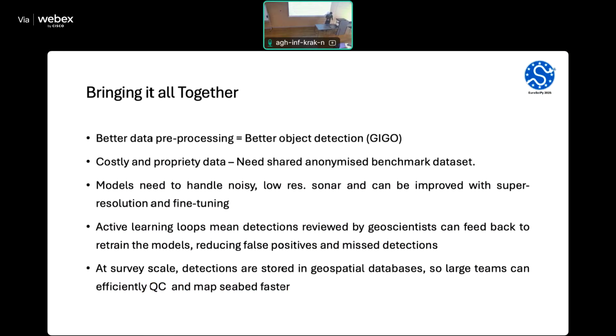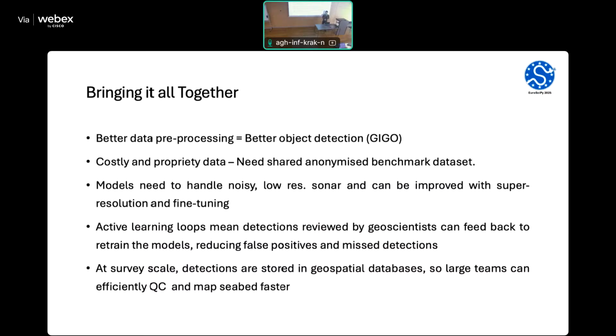Now, to bring it all together, we looked at sonar images. We saw how AI is so efficient in picking these objects at the seabed. But there is a catch. The catch is better data pre-processing. That means better object detection: garbage in, garbage out. Another problem with this kind of work is that acquisition of sonar data is costly and proprietary. Companies do not want to share it because they've spent so much money surveying the seabed. So how do we get the data?